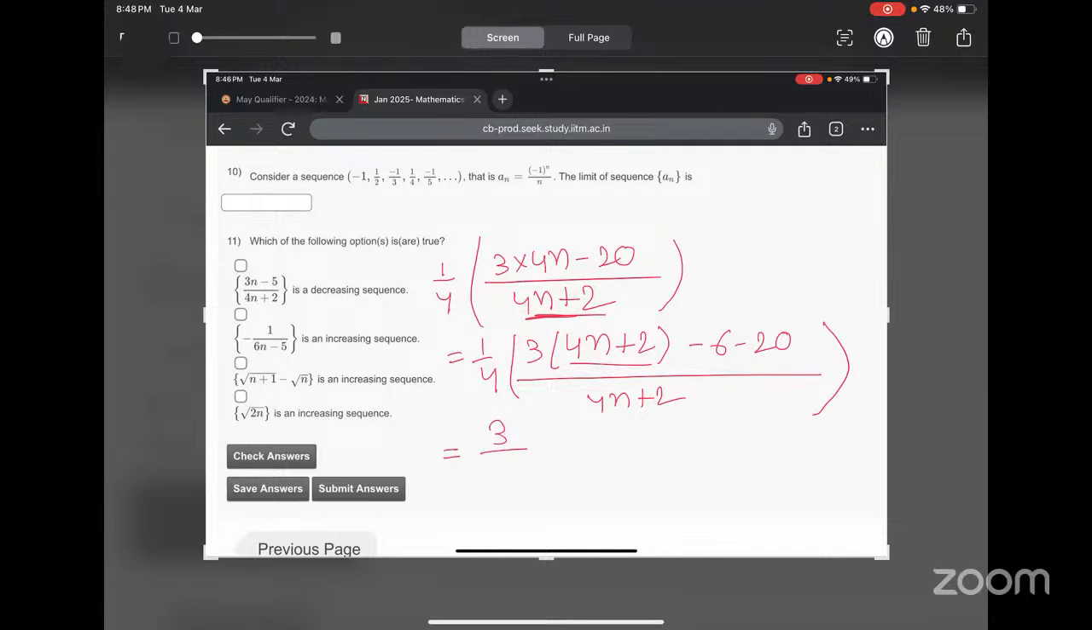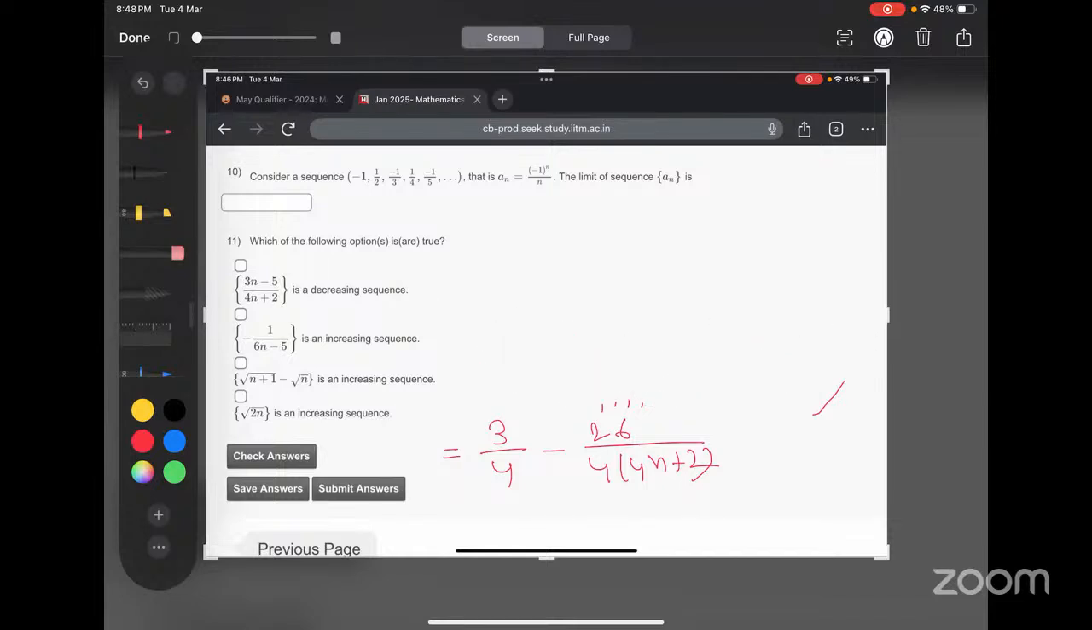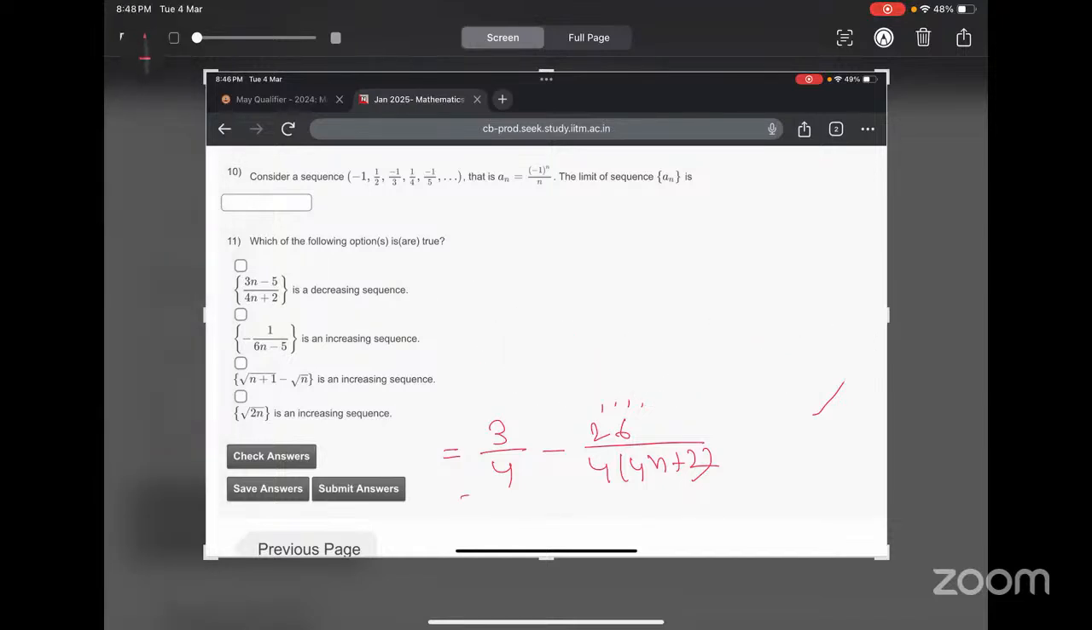So we will get then 3 by 4 minus 26 by 4 into 4n plus 2, right? Correct? Okay, then 1 will be there, no, madam. Oh, that only 3 has come. Okay, correct. Is it fine? Yes. Now, this is what we have. So the function becomes this now.